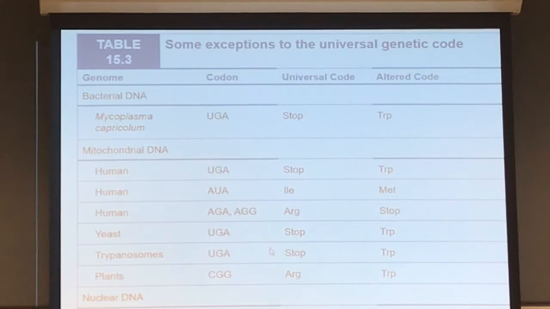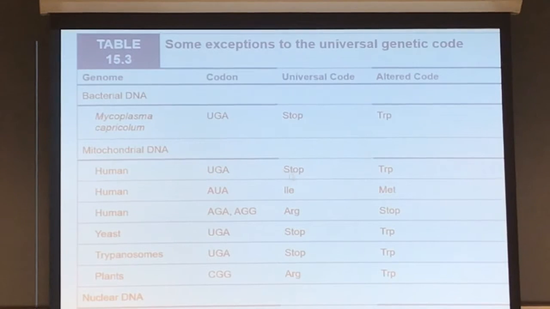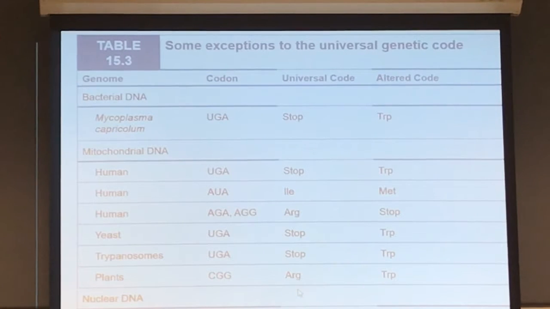This table gives you some rare exceptions, altered codons. Usually the codon UGA codes for a stop codon, but in some bacteria, like Mycoplasma, it could code for tryptophan. Likewise, in humans, UGA codes for a stop codon, but the mitochondrial DNA can sometimes code for tryptophan. So these are some exceptions. You don't have to worry about memorizing all the information in this table, but this is just to give you an overview of what the codons code for and what some of the exceptions are in different species.